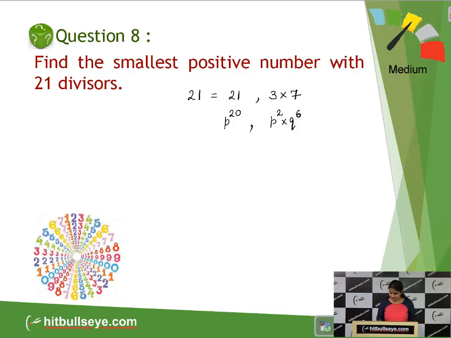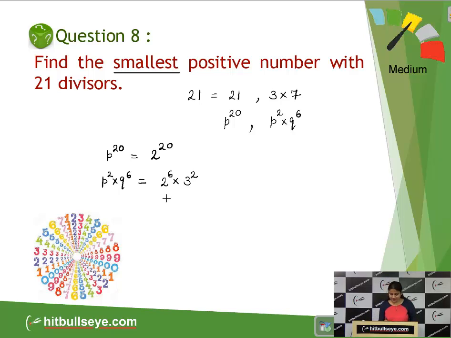So, since we can see this word smallest here, we need a smallest such number. If we take this format, p raised to power 20, where p is a prime number. Now, which is the smallest prime number? This will be 2. So, my number can be either 2 raised to power 20 or, now the second thing, p square into q raised to power 6. We need a smallest such number. So, we will write two smallest prime numbers, and they are 2 and 3. So, my number will be 2 raised to power 6 into 3 square.